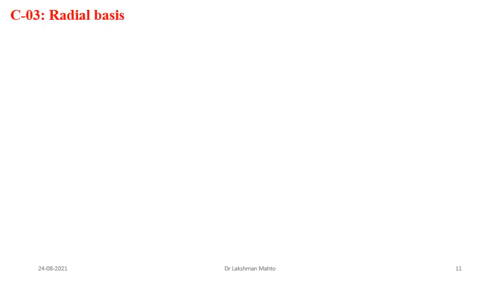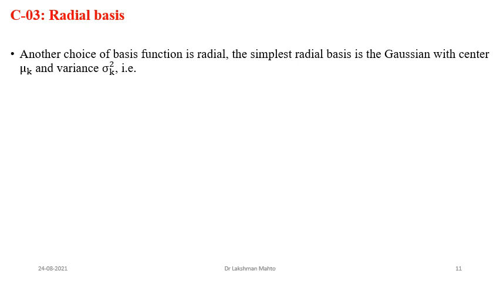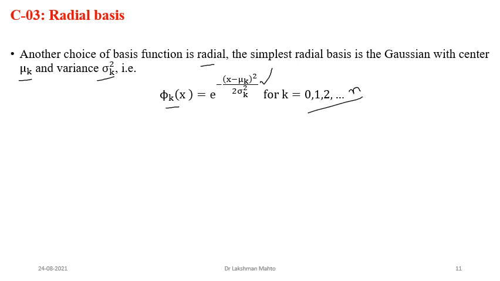Now I will talk about one more example, the radial basis, or Gaussian basis as well. Another choice of basis function is the radial one. The simplest radial basis is the Gaussian with center mu k and variance sigma k square. That means the kth basis function can be represented in terms of this Gaussian representation, for k equal to 0, 1, 2, 3. You can go up to whatever dimension of the feature space you want.